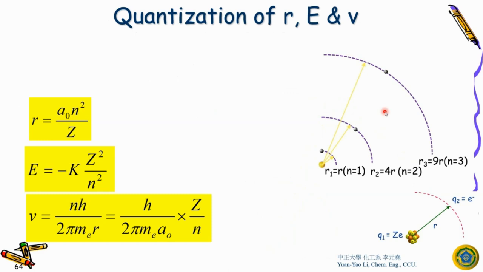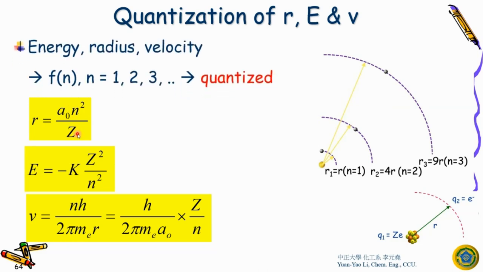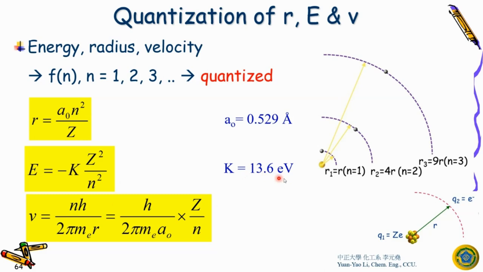Right. Okay. So these three numbers are all quantized because they are all related to the integer number and the atomic number. So I want you to remember: the Bohr atomic radius is 0.53 angstrom, K is 13.6 electron volt, and V1 is 1% of the speed of light. That's it. Please remember this. Ladies and gentlemen, this page is very important, not only for the Kahoot, but it might also be in your midterm exam.